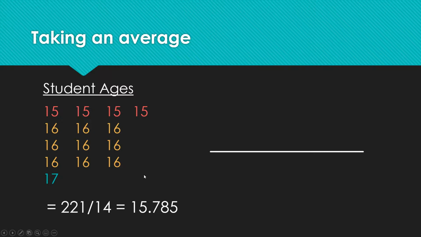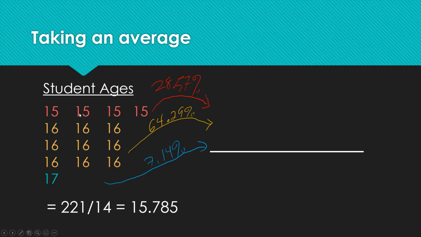There's another way, and that is determining the percentage that each of these things are and applying that with their ages. So this one here, the 15, it turns out 4 divided by 14 is 28.57% of this class is 15. And then 64.29% of the class is the age of 16, which is this 9 students divided by 14. That's how I get that number. And then 1 student out of 14 is 7.14% of that class.